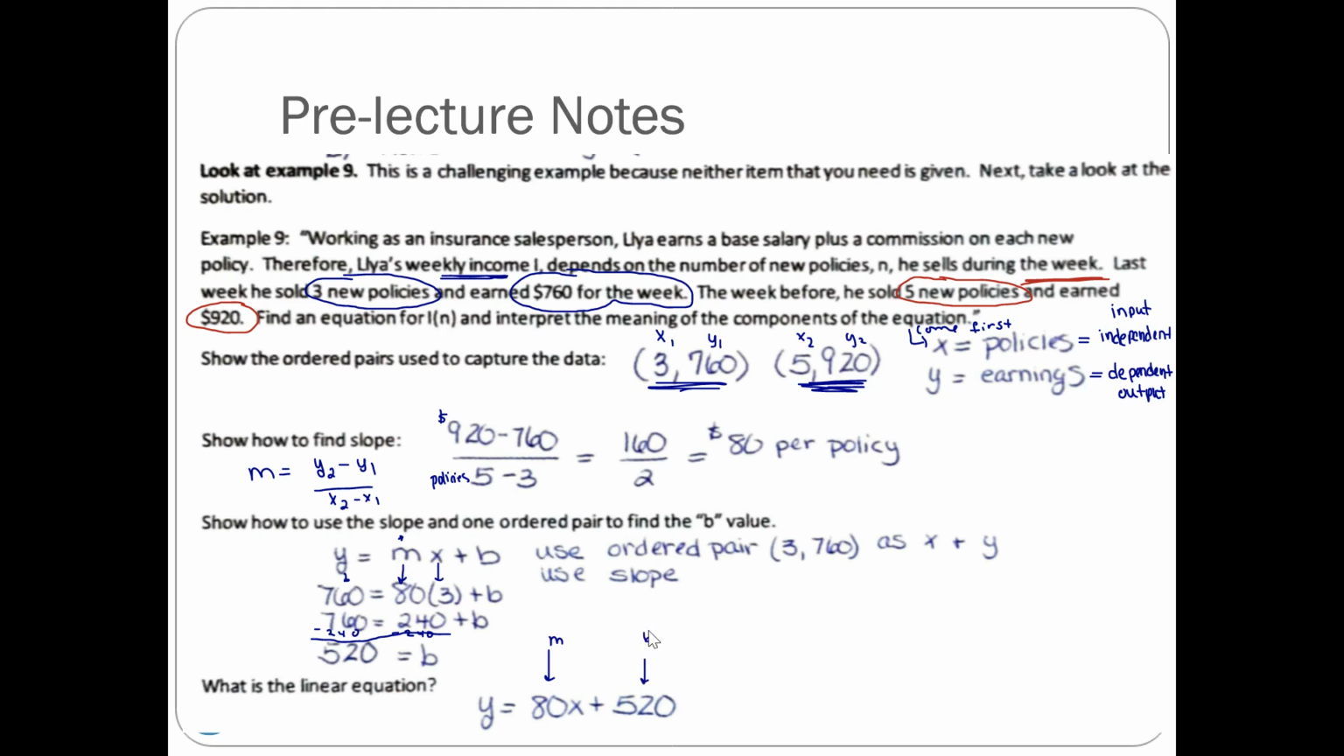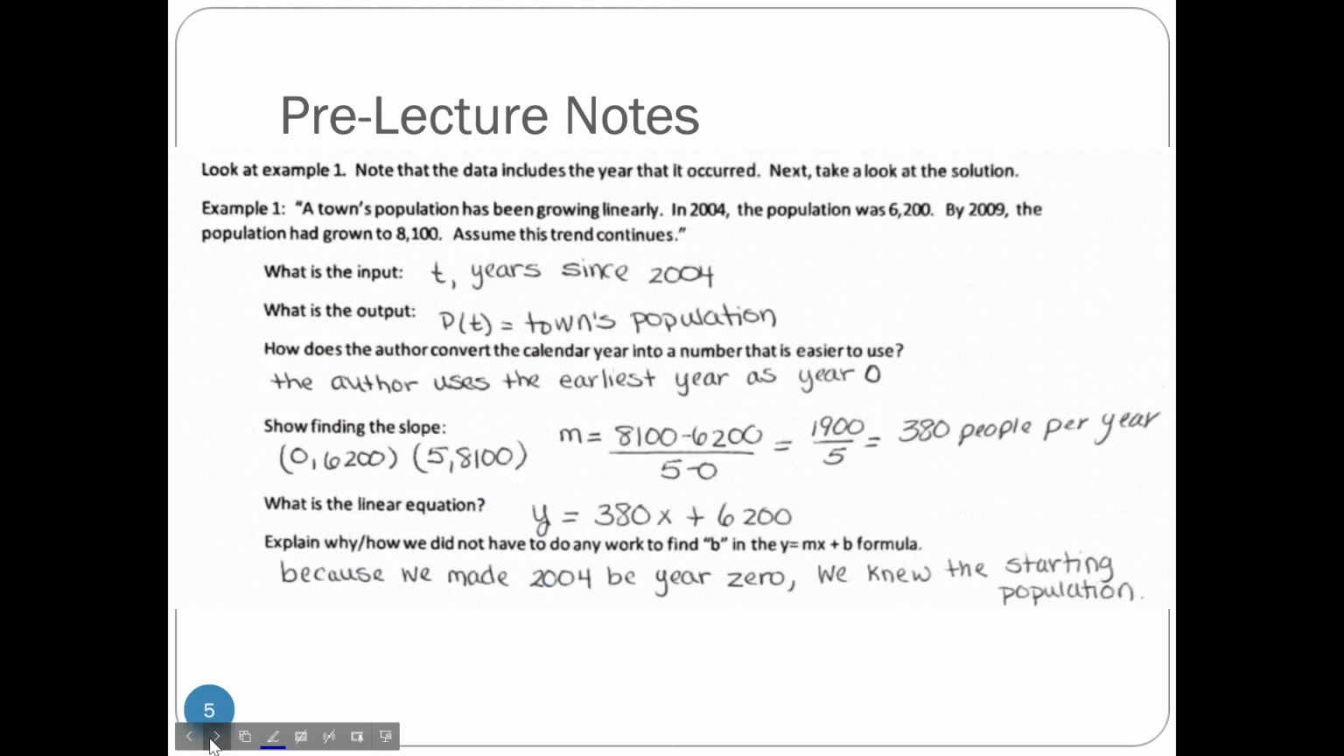So the base salary is 520, and then this salesperson gets an additional $80 per each policy that they sell. Let's take a look at another example. So in this example, we have a population of a town, and we're told it's growing linearly, so we know that we can use y equals mx plus b.